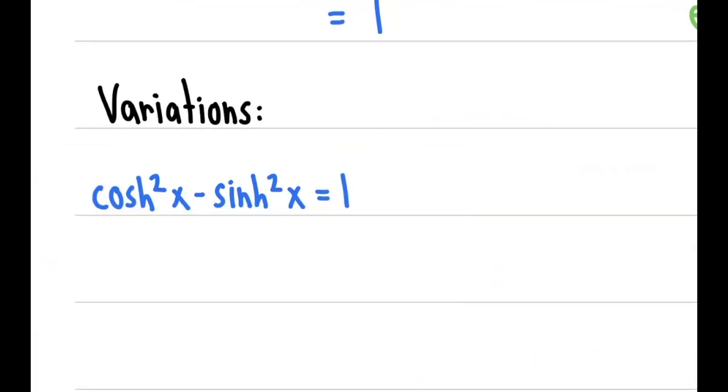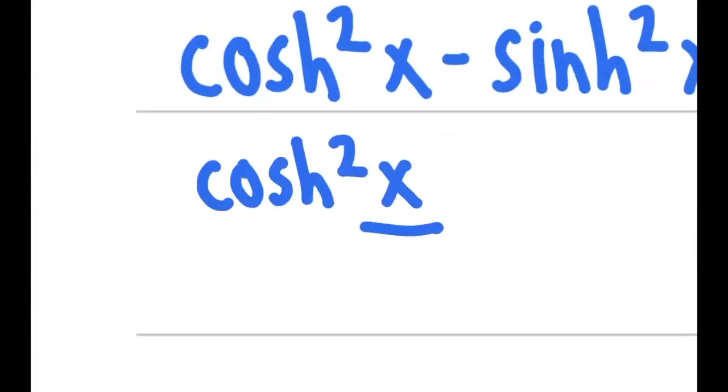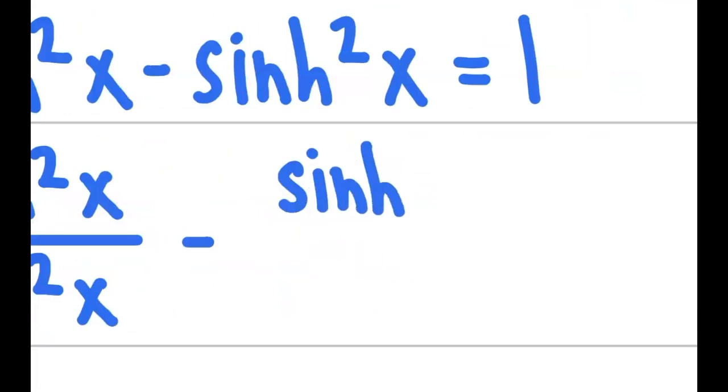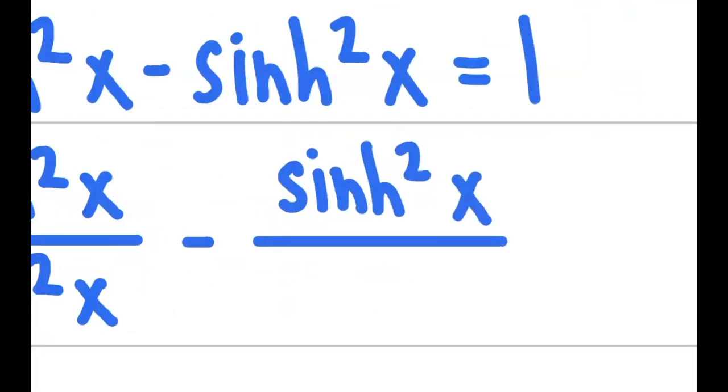These are the variations. So what I can do is I can divide both sides of the equation by cosh squared. Cosh squared divided by cosh squared. And then we have minus sinh squared over cosh squared.